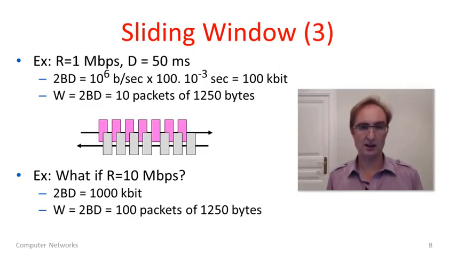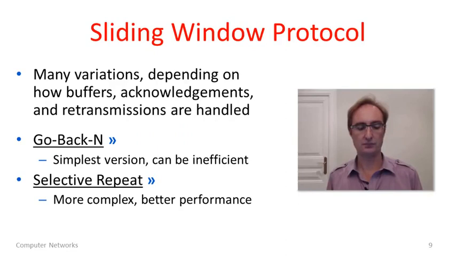Okay, so here's all of this tidied up, and hopefully I got all of the math right. So let's now talk about the sliding window protocol in a little more detail. We've just said that there are these W packets outstanding, but how exactly does it work? Actually, there are many variations of the sliding window protocol, depending on exactly the way you want to handle the buffering, the acknowledgements, and the retransmissions. I'm going to sketch for you two versions.